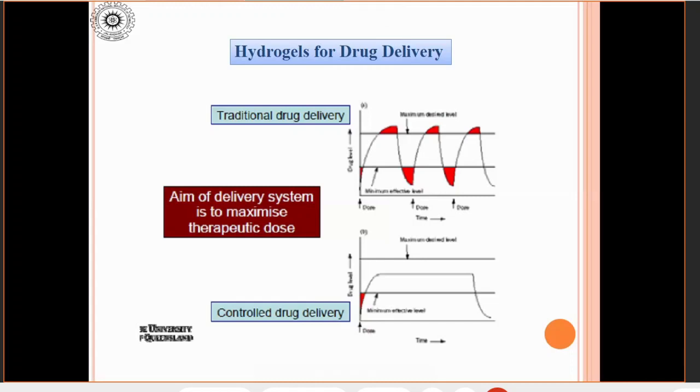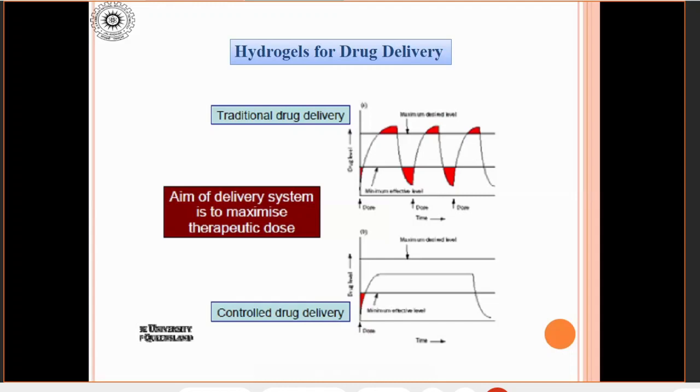Why? Because the impact of any medicine in the body always depends upon its plasma concentration. How much concentration is in your blood plasma? That depends always upon that. So when we take the medicine, its concentration in the blood plasma will increase and will reach the maximum.